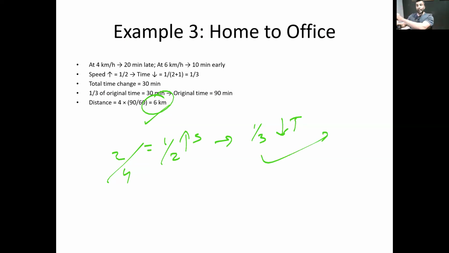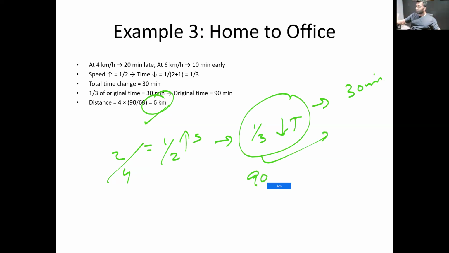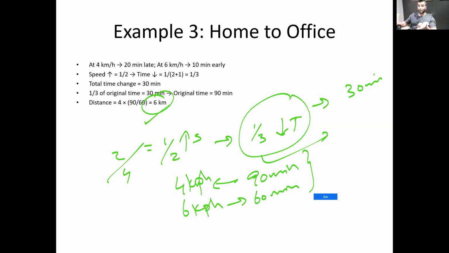It was 20 minutes late, now 10 minutes early: 20 minutes covered, 10 minutes gained. So this 1 by 3 reduction in time is given as 30 minutes. So what is the usual time? Usual time means in the first speed, he will be taking 90 minutes. So when you travel at 4 km per hour, he'll take 90 minutes, and when you travel at 6 km per hour, you'll take 60 minutes.